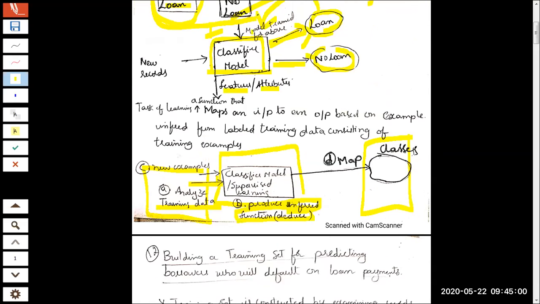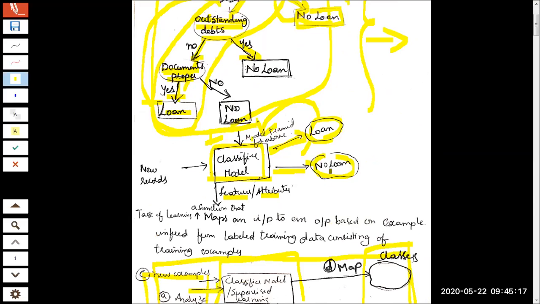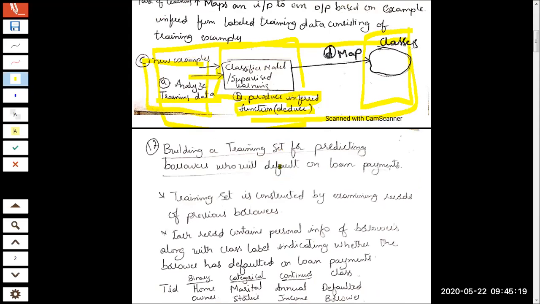So that was the indicator here in this particular graphical representation. Please note this representation is talking in terms of training and building the inferred function or the model. So that was the thing here.